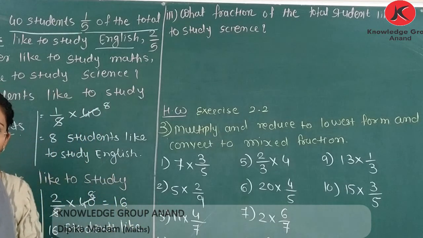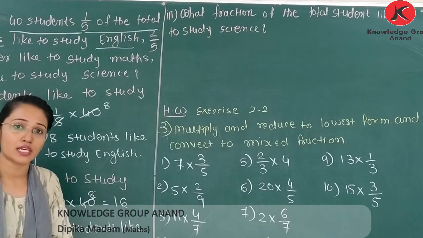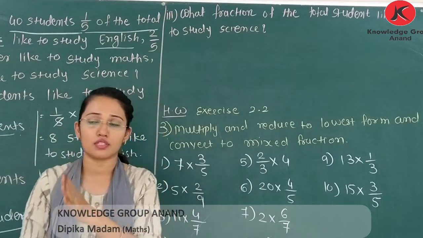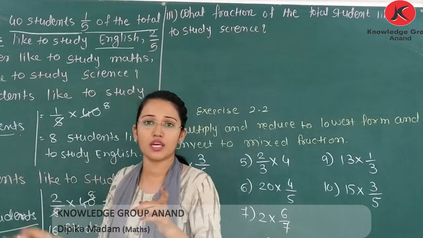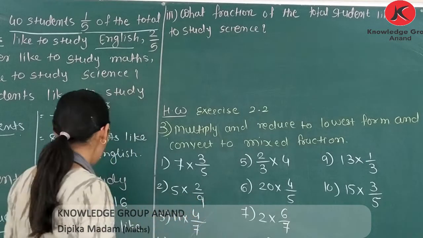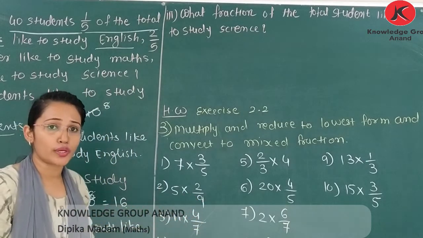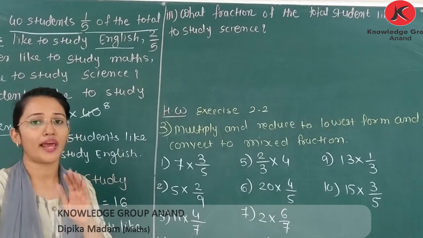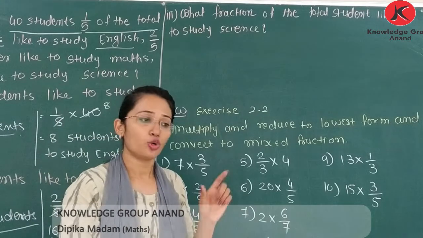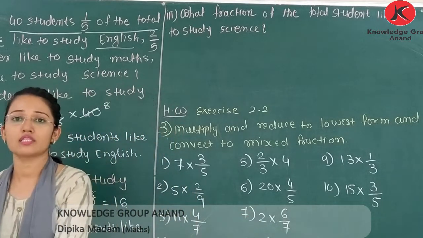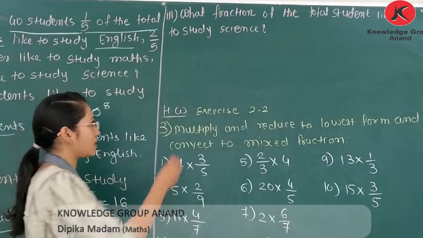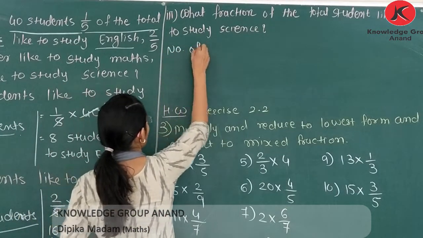First of all we can find the number of students who like to study science. How? From the total students, some students like to study English. How many students like to study English? 8. Some students like to study maths, that is 16. So if from the total we subtract the number of students who like English and maths, we will get the number of students who like to study science. Subtract English and maths students from the total, and whatever remains like science.